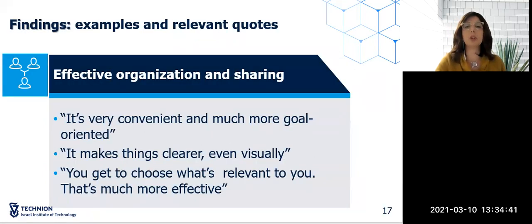Here are some examples of the main perceptions that emerged from the data and short relevant quotes pertaining to each theme. In the first theme, effective organization and sharing of teaching and learning materials, we found expressions about convenience, clarity, effectiveness. For example, a teacher says, "It's very convenient and much more goal-oriented," or "It makes things clearer, even visually. You get to choose what's relevant to you."